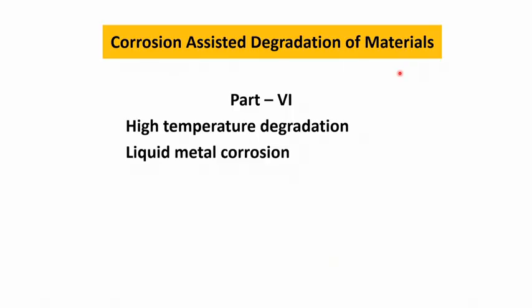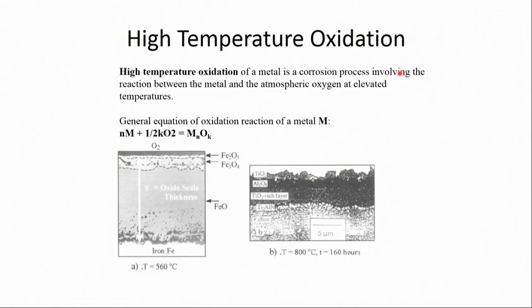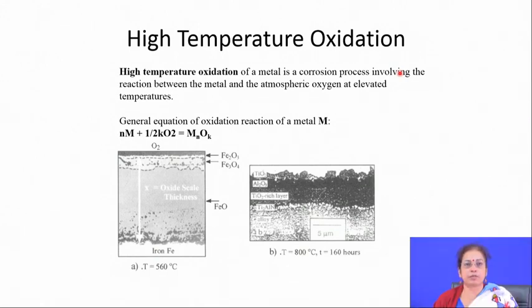In this talk we will discuss two other modes of corrosion: one is high temperature oxidation, and the other is liquid metal corrosion. So far we have been discussing aqueous corrosion, but high temperature oxidation, or dry corrosion, is a little bit different from aqueous corrosion, because in this kind of corrosion there is no aqueous media in the environment.